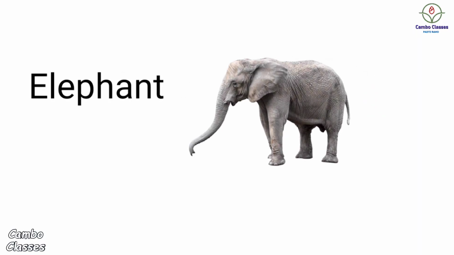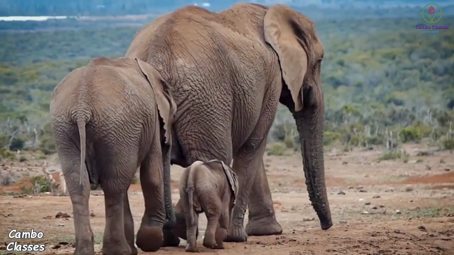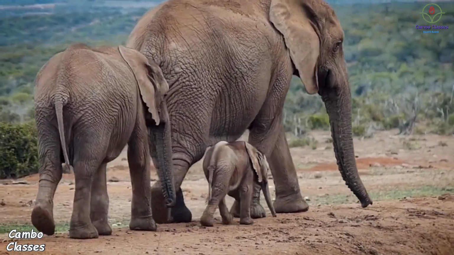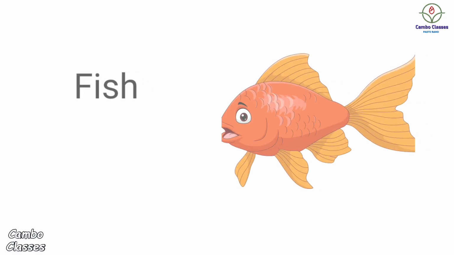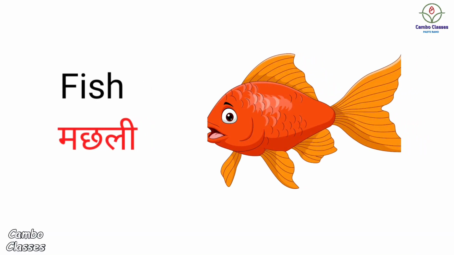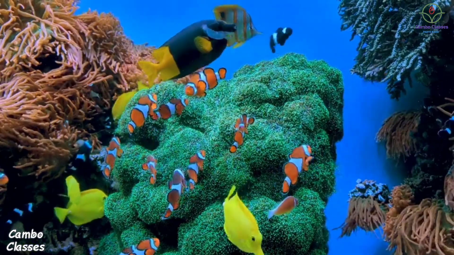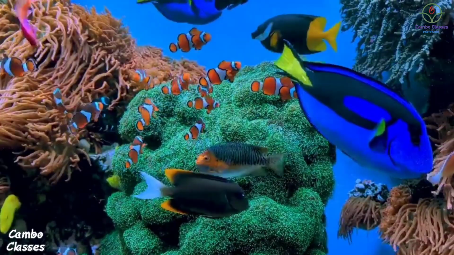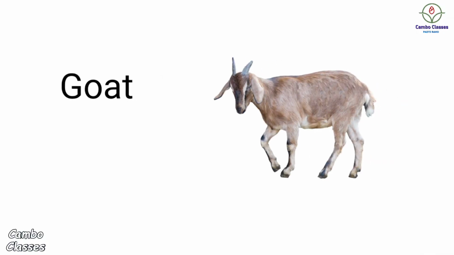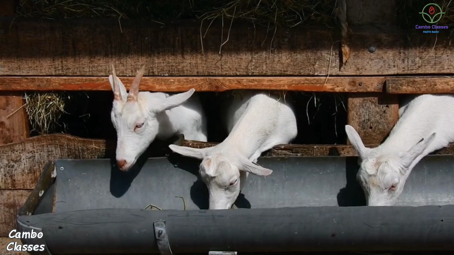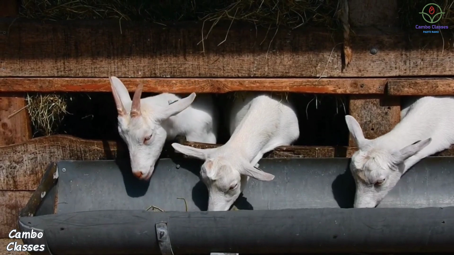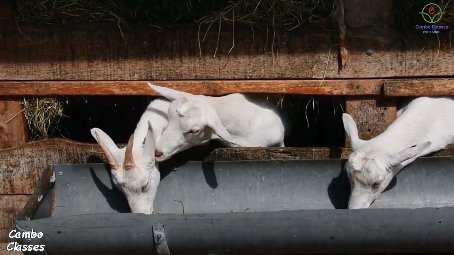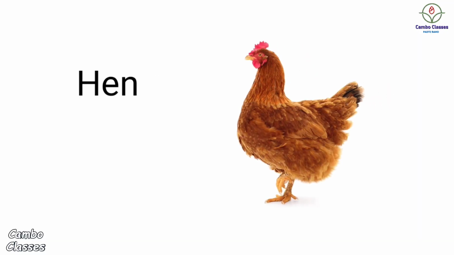E for elephant. Elephant means hathi. F for fish. Fish means machli. G for goat. Goat means bakri. H for hen. Hen means murgi.